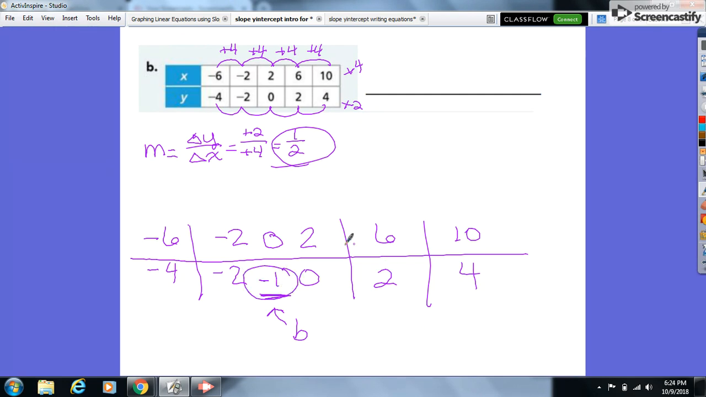So I'm going to take these, I'm going to plug them into my equation. So I end up with y equals 1/2 x minus 1.